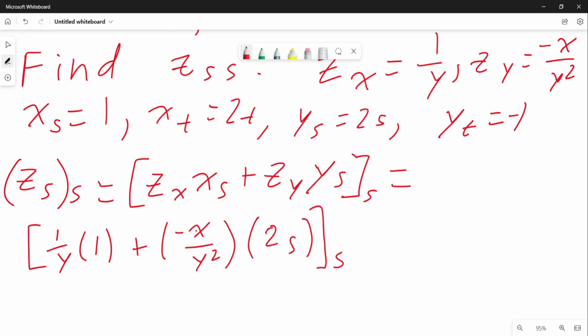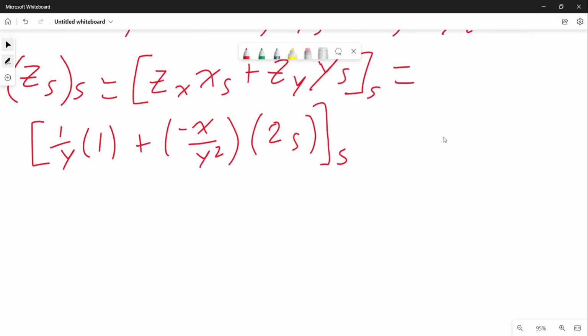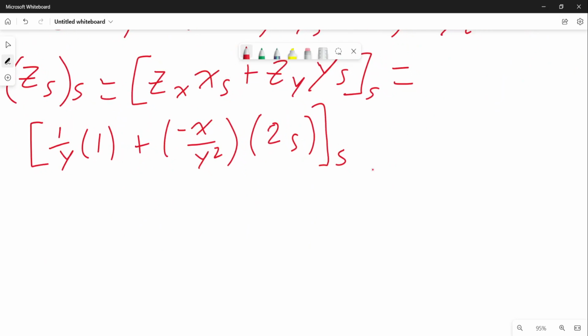I suppose you could at this point, if you wanted, just replace the x and y with their s and t expressions and then do it as a one variable problem. But I want to do it this way just because I want to practice with the partials. So let's see. I have here, well, actually, I'm going to back up.